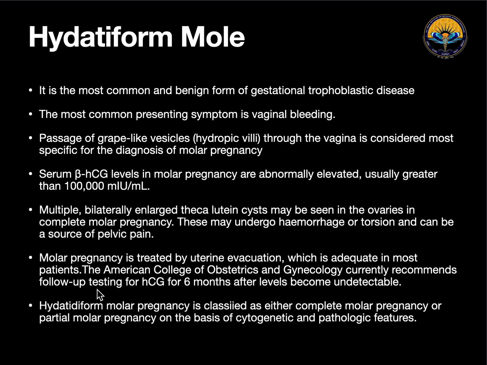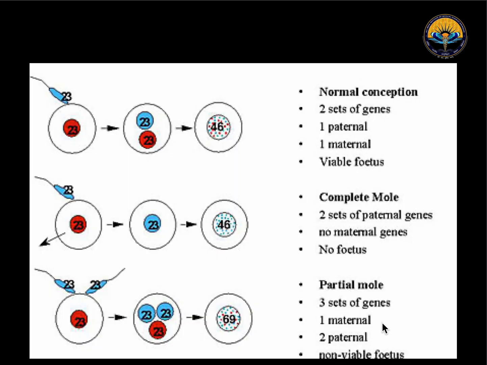Like I told you, H mole can be categorized into complete mole or partial mole depending on cytogenetic and pathological features. In this example, we can see a normal conception. We have a normal ovum and a normal sperm. They fuse and form a 23 set of chromosomes, forming a 46 chromosome zygote. This zygote has 2 sets of genes, one paternal and one maternal, and the fetus formed from this zygote will be viable.